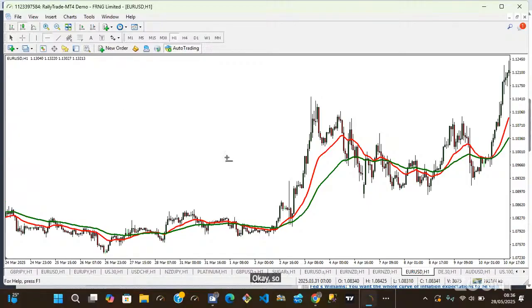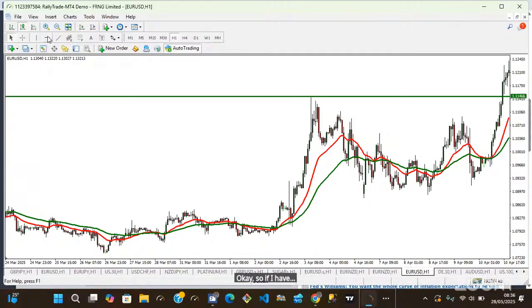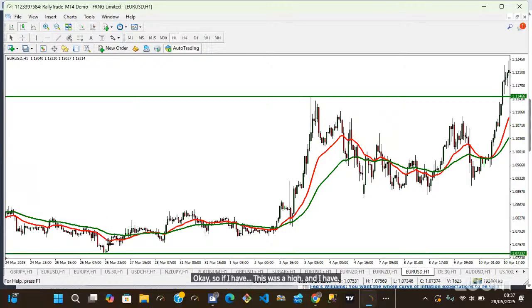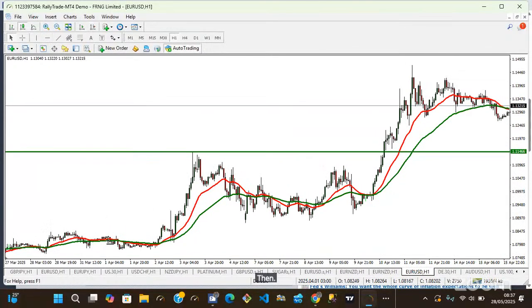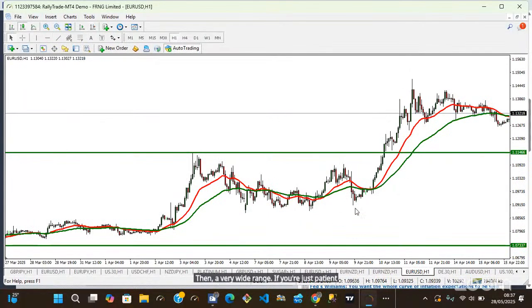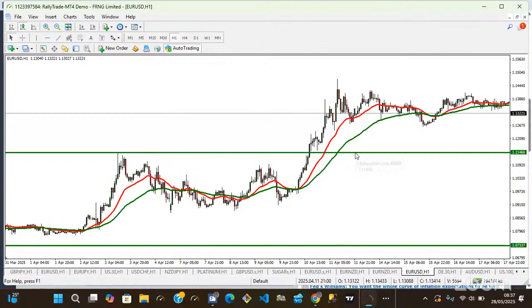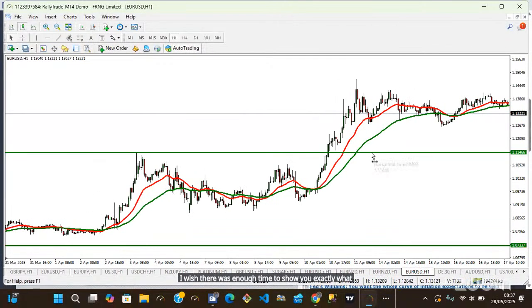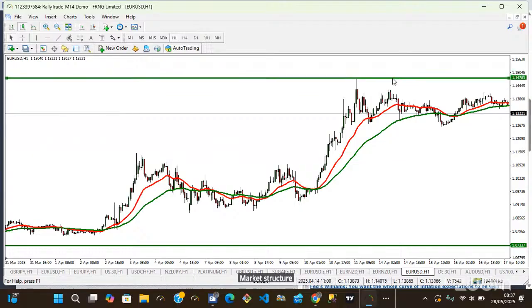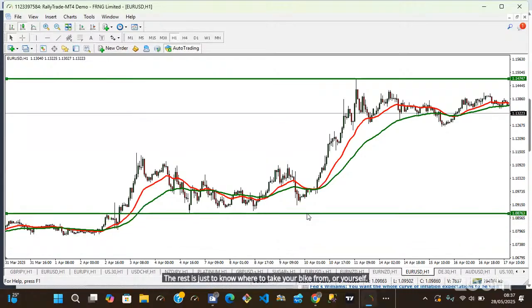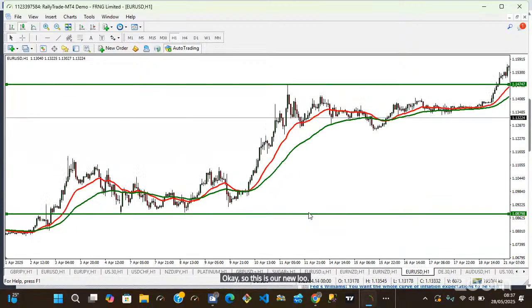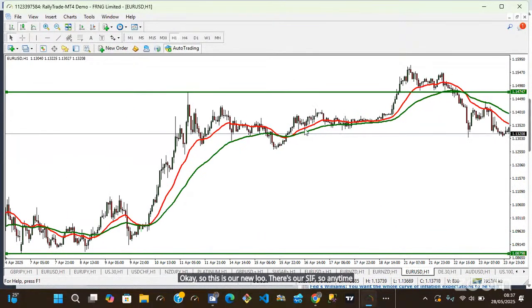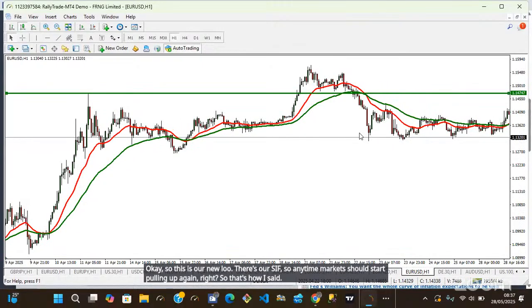Okay, so if I have this as a high and I have this as a low, then a very wide range. If you're just patient with me, I wish there was enough time to show you exactly what I'm talking about. Market structure is king, trust me. Once you get market structure, you have 50% there. The rest is just to know where to take your buy or sell from. Okay, so these are new lows. These are safe. Anytime market should start pulling up again, right? So that's why I said timing.